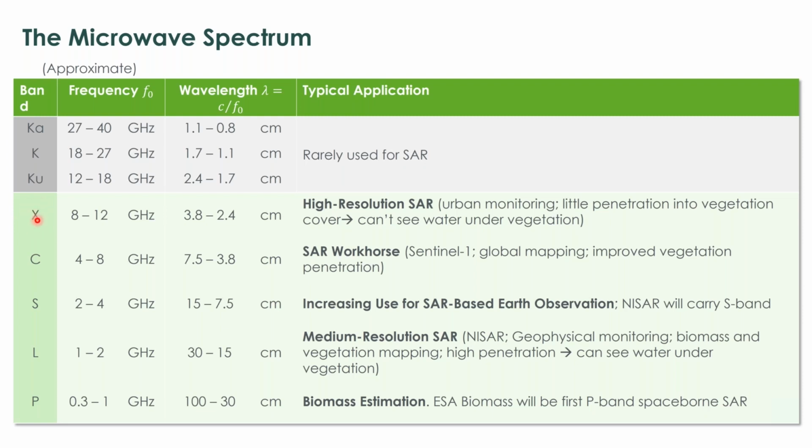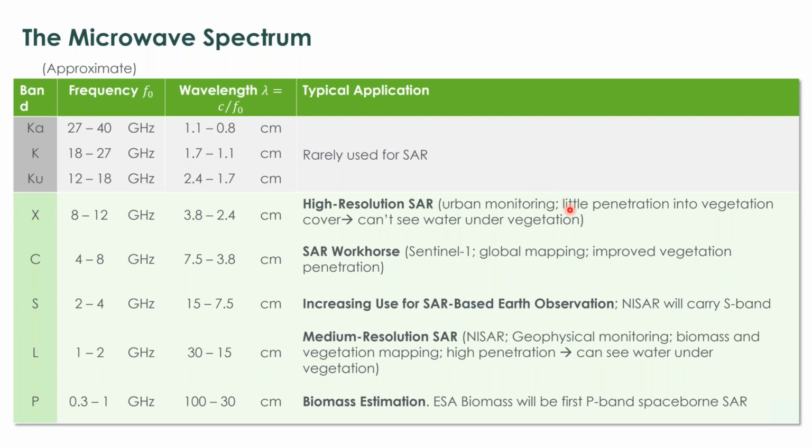So X-band is the shortest of these wavelengths that are typically used for Earth observation. These X-band satellites have wavelengths of about 3.5 or so centimeters. They provide very high resolution imaging, and they are mostly used for understanding things like urban developments and are also useful for very small scale features and changes on the land surface.